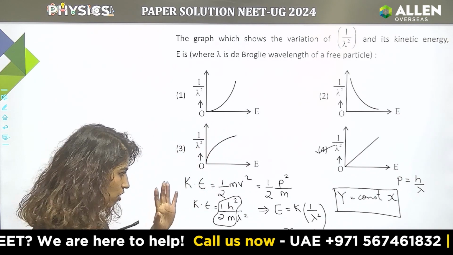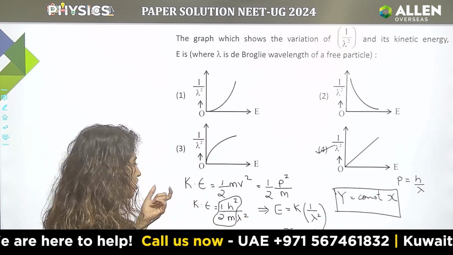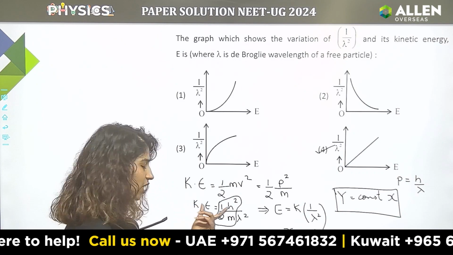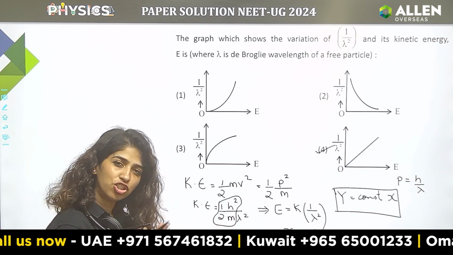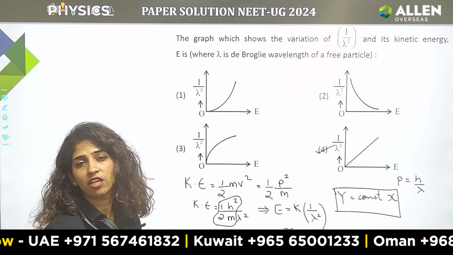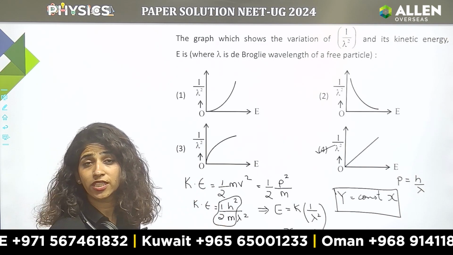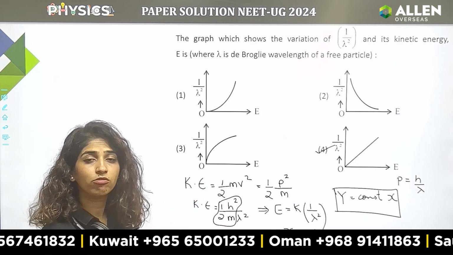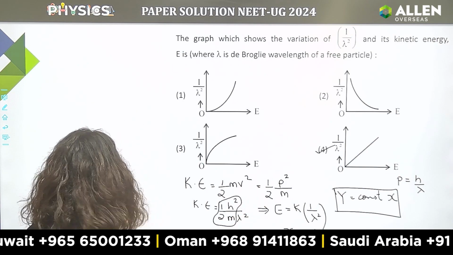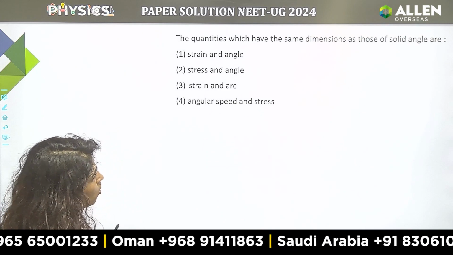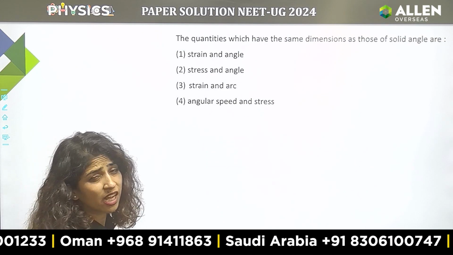Since I get an equation of a straight line, this is what is plotted. First step, you will get a relation of kinetic energy and lambda square. From that, you will rearrange it and check which of the graphs the equation matches with. I'm getting y is equal to mx, which is the equation of a straight line passing through origin. That's why option 4.